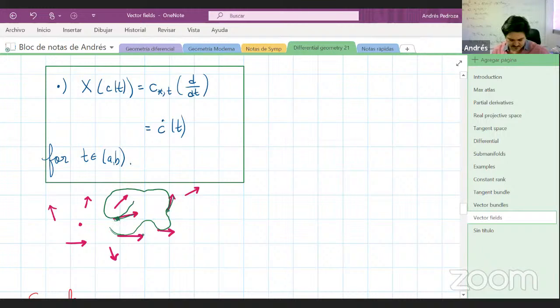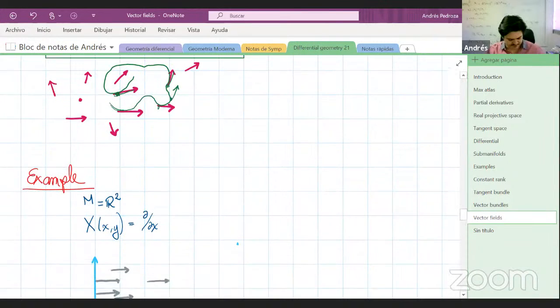So there's a curve that at every point the derivative of the curve agrees with the vector field. This is what we're doing. And well, let's see a couple of examples and then we will see the theory.